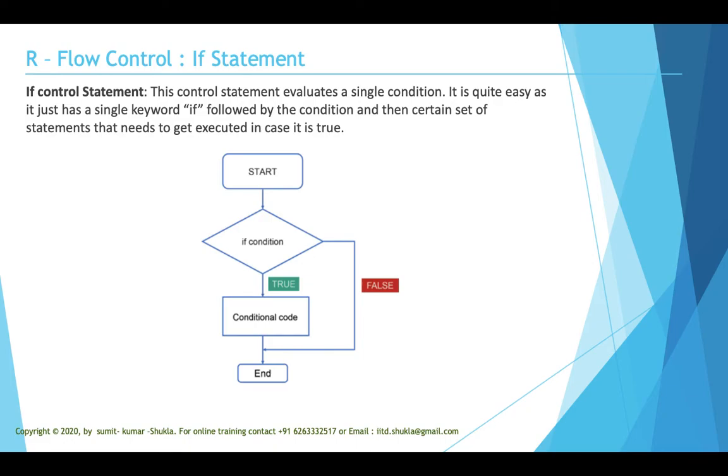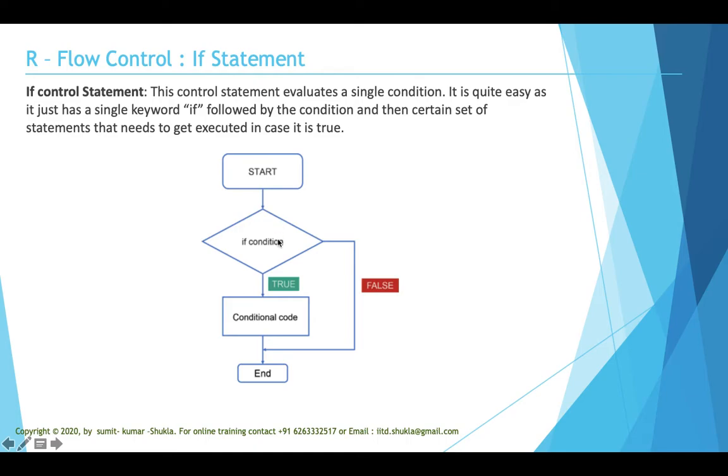So you start the program, you check the condition. If the condition is true, it's very simple. You go with the conditional code and you end the program, come out of the code there, right? Now, if the condition is false, it will directly go and end the program. It will not go into the conditional code there, right?